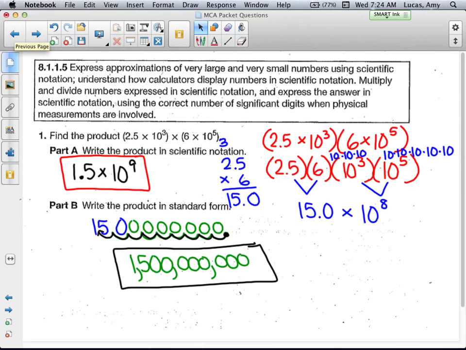So I multiplied together these decimal parts, I added my exponents, and then I had to make sure that my answer was still in scientific notation. The rule for scientific notation is that this decimal piece right here has to have only one digit before the decimal point, and that digit has to be from 1 to 9. So you cannot have a 0 in front of your decimal point, and you cannot have more than one digit. So something from 1 to 9.